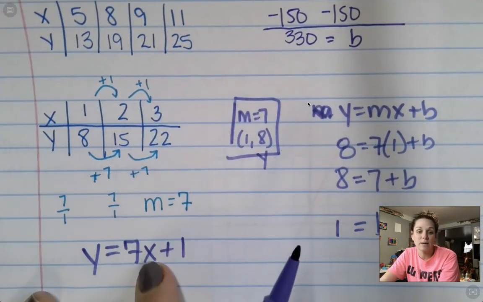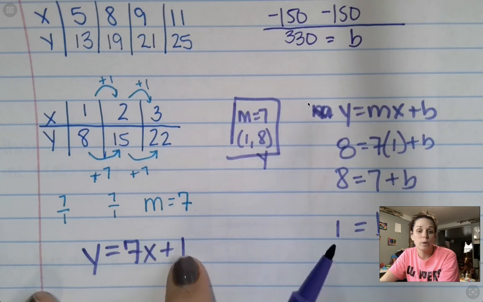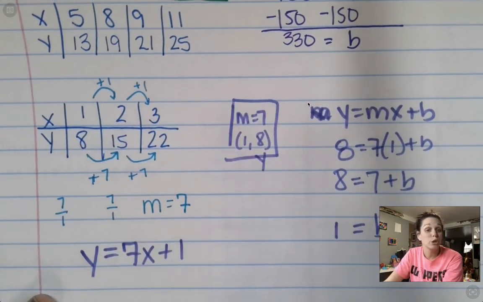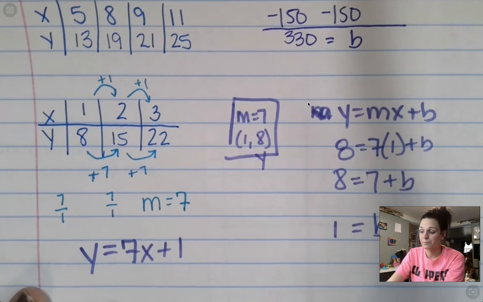And that means I can plug in this. So if I do 3 times 7, it's 21. 21 plus 1 is 22. 2 times 7. So I can continue this table using this equation.